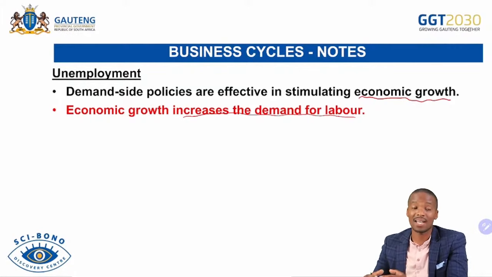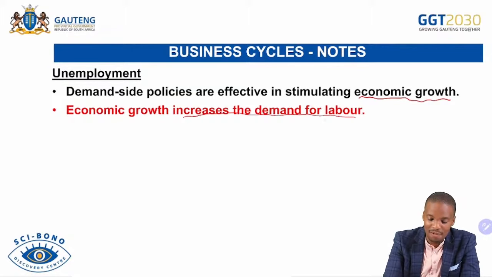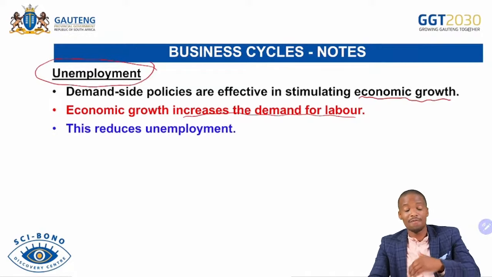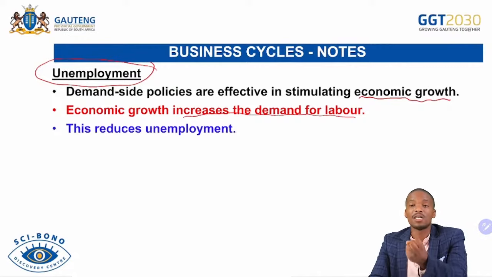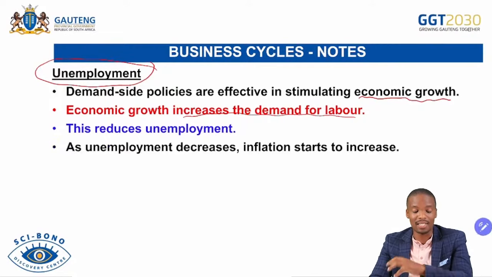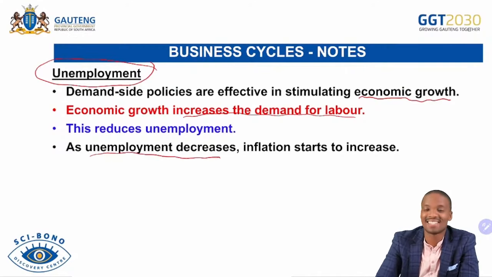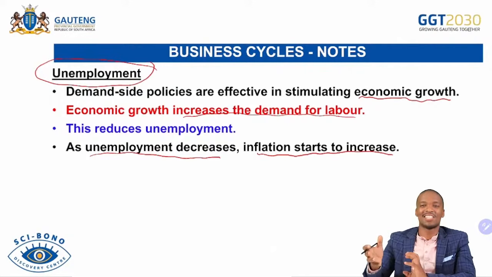And then if people are hired, we know that that is economic growth, which later will lead to economic development. So the hiring of people, or the demand for people, has an effect on unemployment. It means if more people are employed, unemployment reduces as such. That is why we will see a decrease in unemployment. But as unemployment decreases, inflation on the other side starts to increase. So you can see that there's an inverse relationship now.